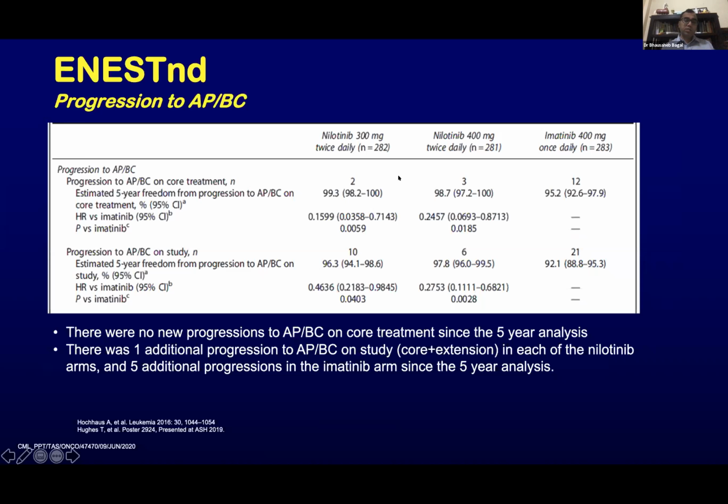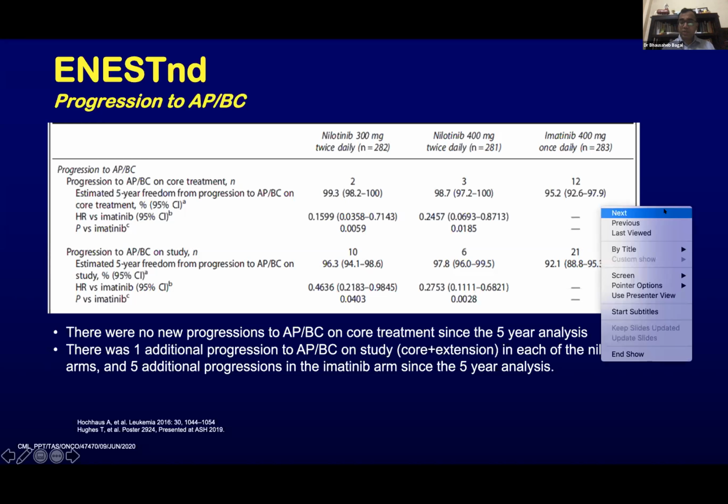When you look at events like accelerated phase and blast crisis, we don't want our patient to develop that because it's difficult to salvage. And you could see that these numbers are very small given the excellent outcome with TKI, but numerically the numbers are less in the nilotinib arm as compared to the imatinib arm. And when you look at death because of CML, the deaths in the imatinib arm were 21 as compared to 10 and 6 in the other two arms. So fewer patients died of CML.